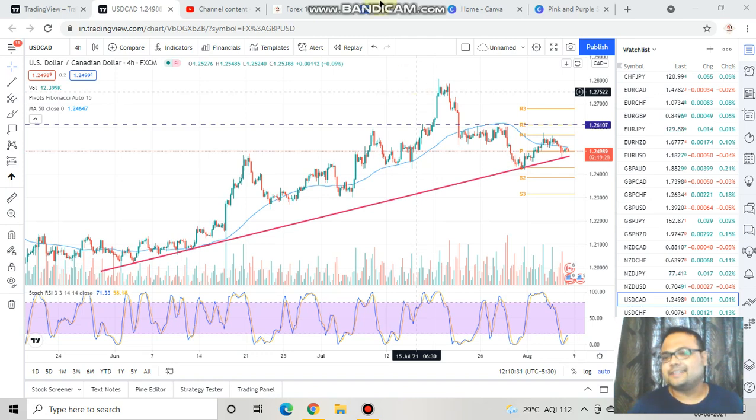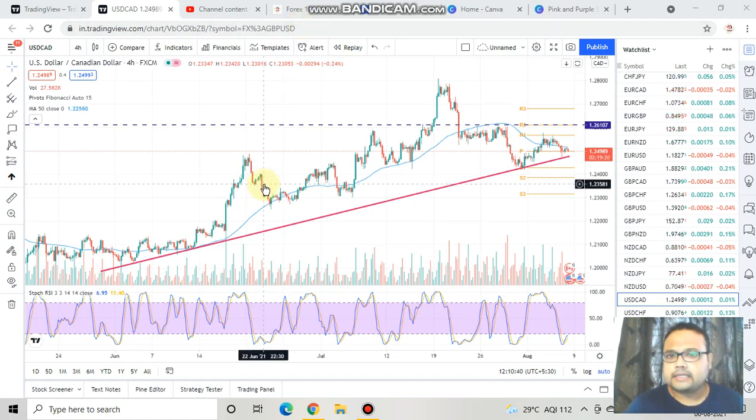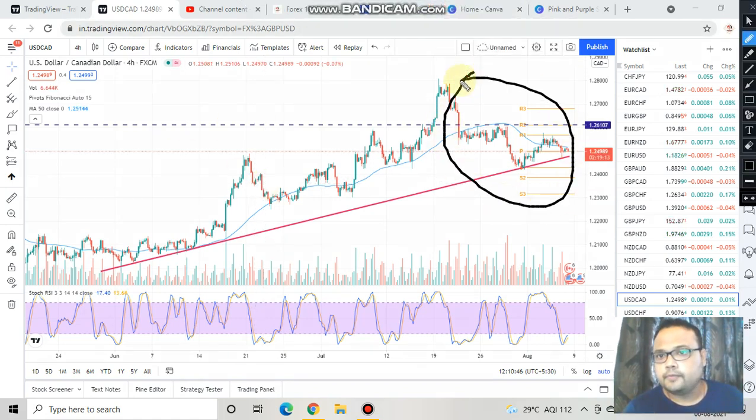So let's get started. This is the 4-hour chart of USD CAD, US dollar, Canadian dollar in front of us right now. And as you can see, the market is in uptrend. Yes, there was some selling pressure on the chart here, but overall, we can easily see that this market is in an uptrend and there is no doubt about it.